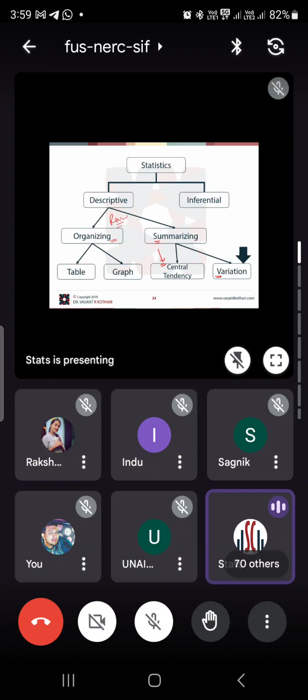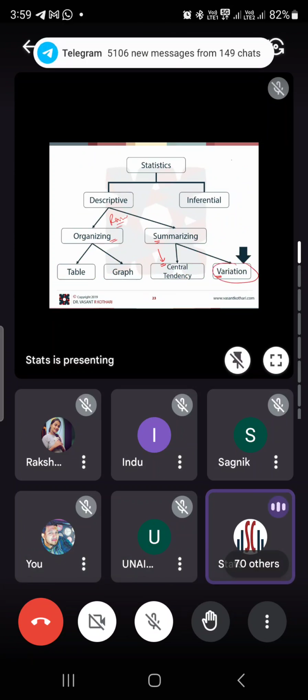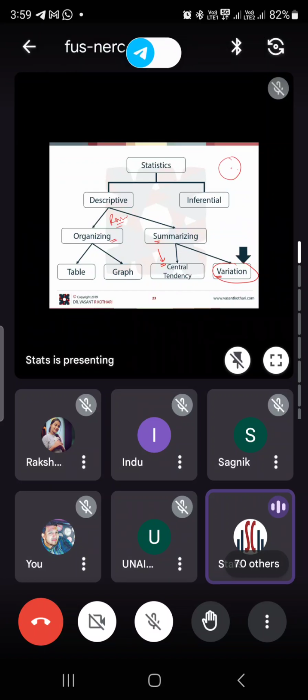That is the variation. See here, this is the variation. So what is summarizing? Basically, we need to find the center, and then we need to find how much the data is distributed, the width of the data.